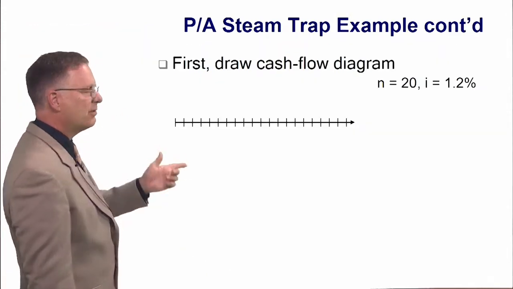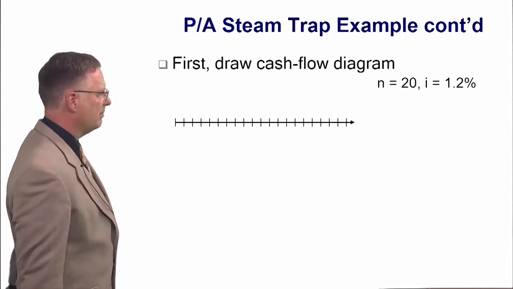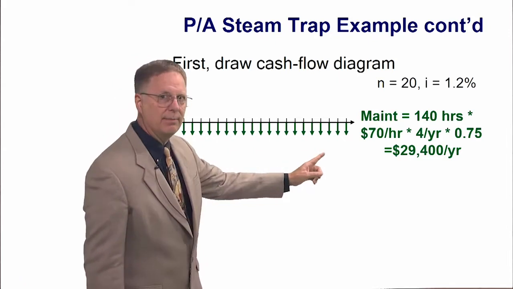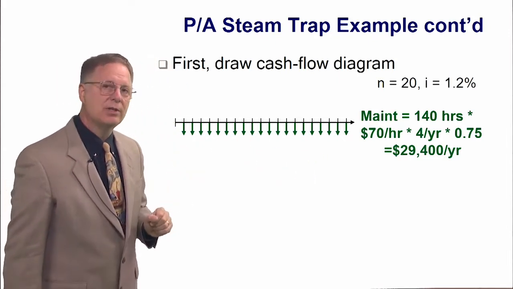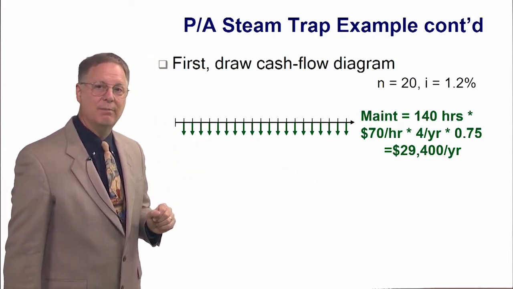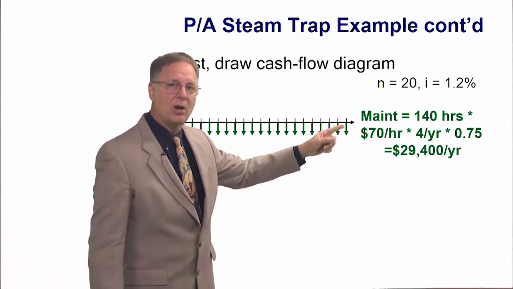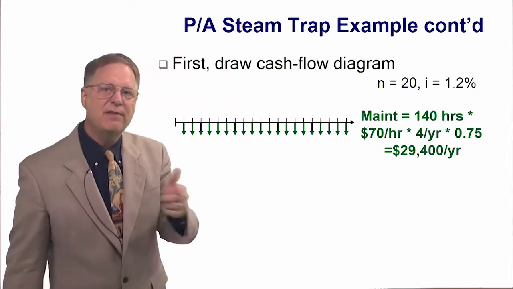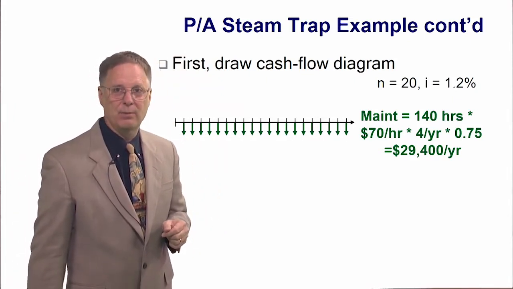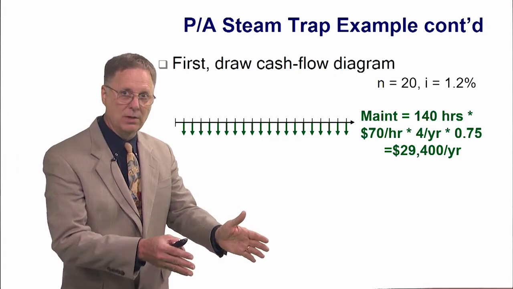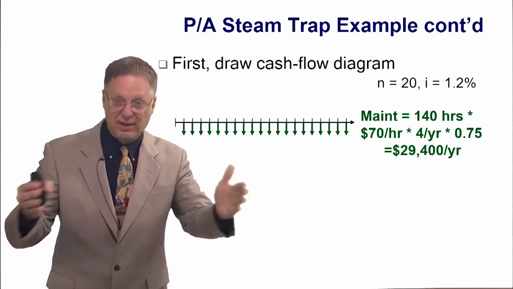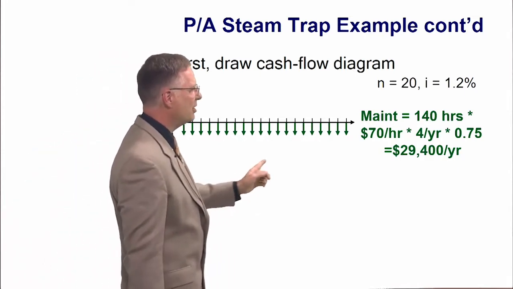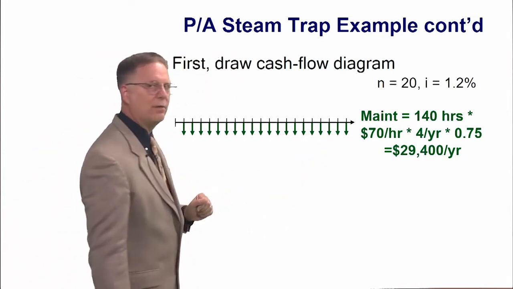So we're going to draw that cash flow diagram, and it's a 20-year system, so we get 20 years out here. We've got the maintenance across this period. 140 hours of maintenance times the shop rate. That's going to be our cost. It occurs 4 times a year, and our savings are 75% of that. Remember, we do 100% of it now. We're going to do 25% of it later. The 75% is the difference. So that's our savings. So our savings are $29,400 a year.